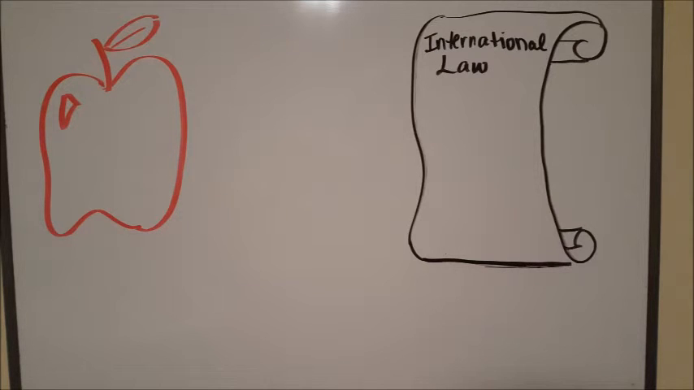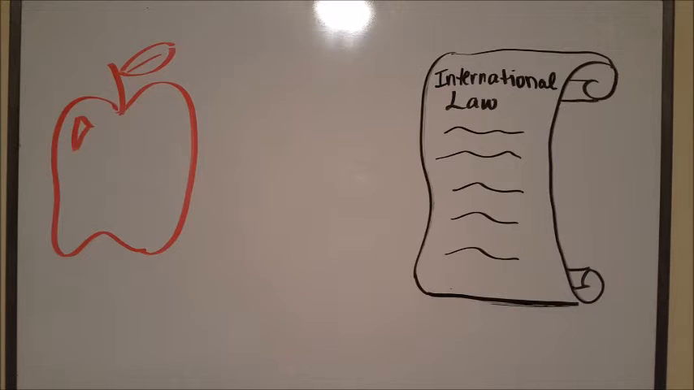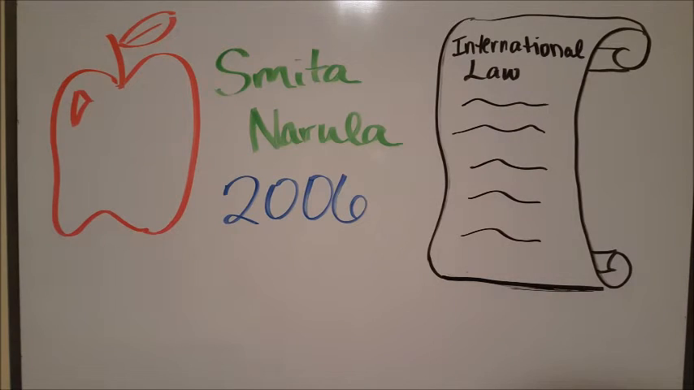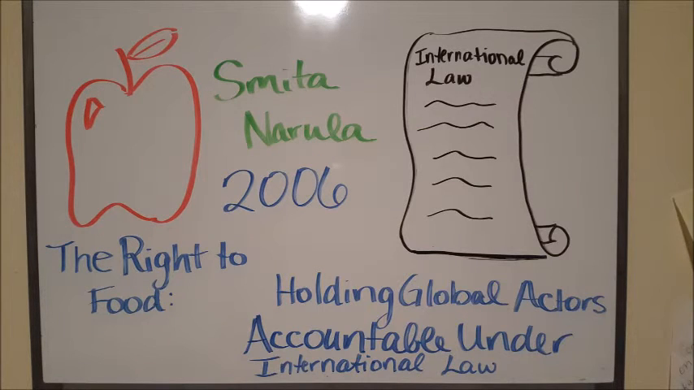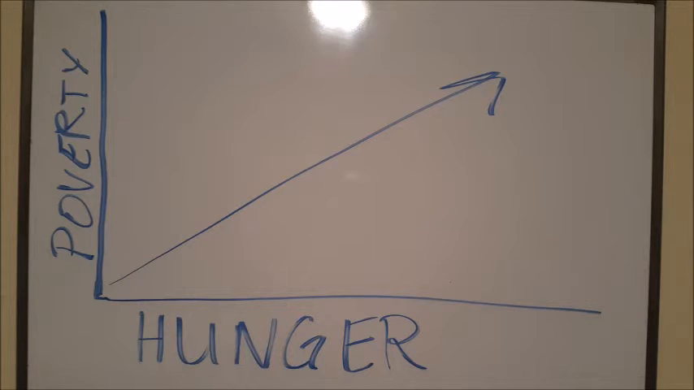For my second article, like I mentioned before, I wanted to look at how human rights fits into food embargoes. If your government or the larger government in the United Nations is applying a food embargo to your country, does it affect you, and should it affect you? So I looked into Smita Narula's article that she wrote in 2006 entitled The Right to Food, Holding Global Actors Accountable Under International Law. And so what she did was take a very statistical view at how hunger works and where it can be worked on.